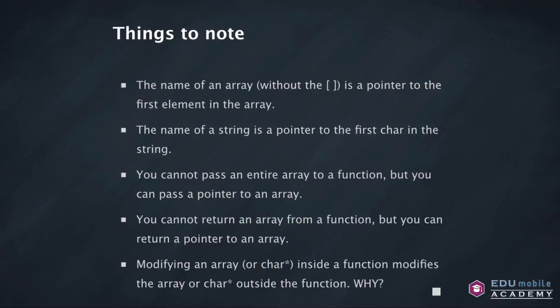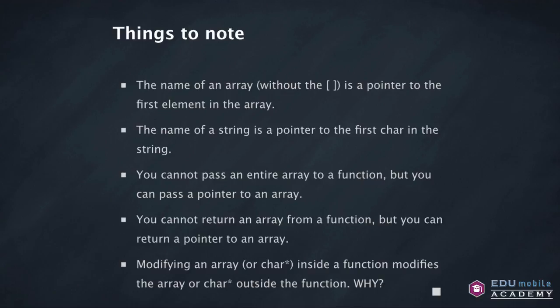All right, some things to note about pointers and functions. First of all, generally, the name of an array, without the square brackets, is a pointer to the first element of the array. Just accept that. That is the way it is. The name of a string, a char star variable, is a pointer to the first character in the string. Just accept that. It is true forever. You cannot pass an entire array to a function, but you can pass a pointer to the array. Remember that. That's extremely important. You will probably try, down the road, to pass an array to a function. You can't do it, but you can pass a pointer to an array.